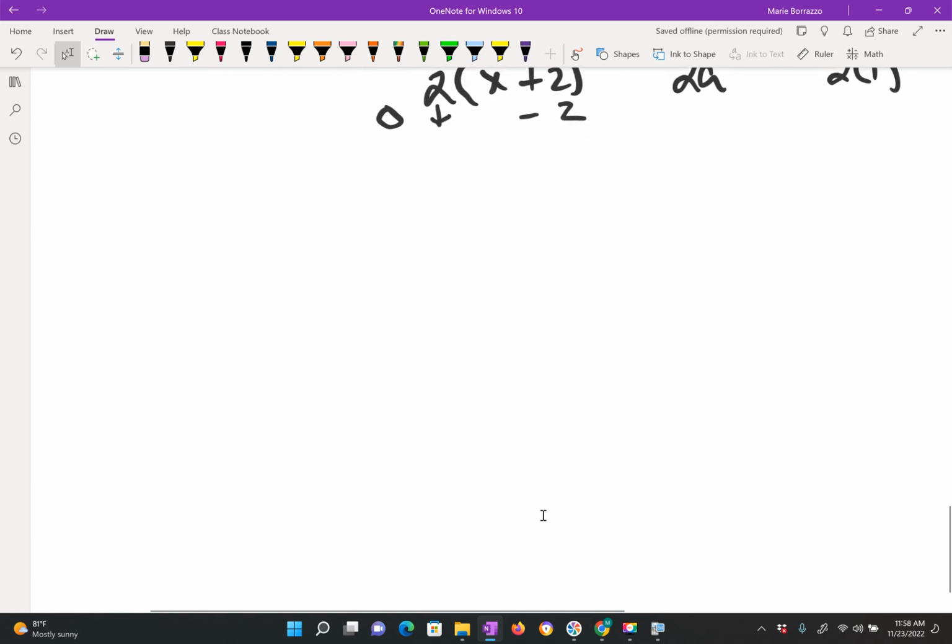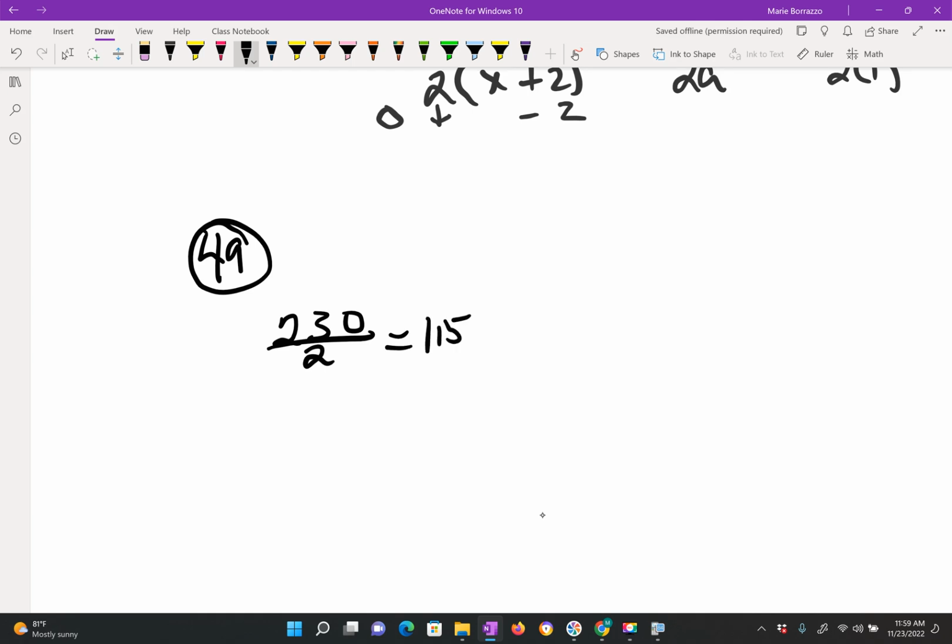Okay, 49. Find two numbers whose sum is 230 and whose product is a maximum. If there are two numbers that add up to 230, the first thing I'm thinking of is divide by 2 and you get 115. So add 115 plus 115, we get 230. If we multiply these two numbers, this would have to be the answer, which I believe is answer choice B. I can't get any easier than that one.